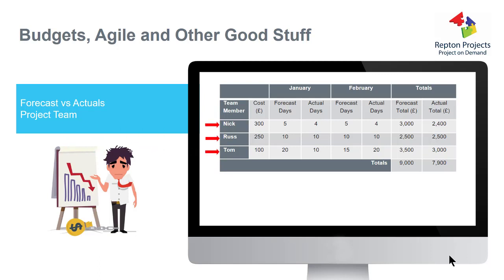So we've got the 3 resources, each having different costs. Forecasts for January and February, and the actual days spent at the end of each month when we top those up and we compare the two to give us our totals. And here we're showing that we forecast that we were going to be spending 9,000 on this project, and we've come in under budget at 7,900.